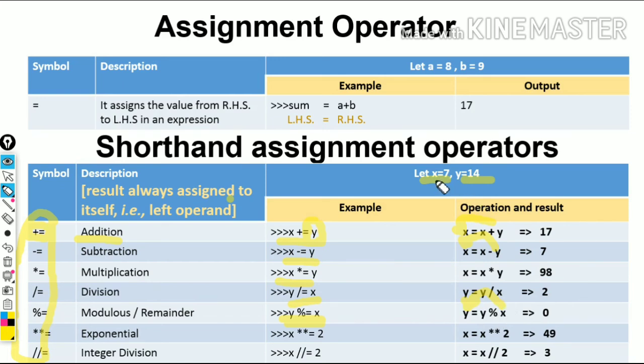Y modulo divided by x, y is divided by 7, y is completely divisible by 7, so there will be no remainder, and the answer will be 0. In the same manner we can perform different shorthand operations, but the result will be stored in the same variable written on the left hand side. So this is all about the operators in Python.